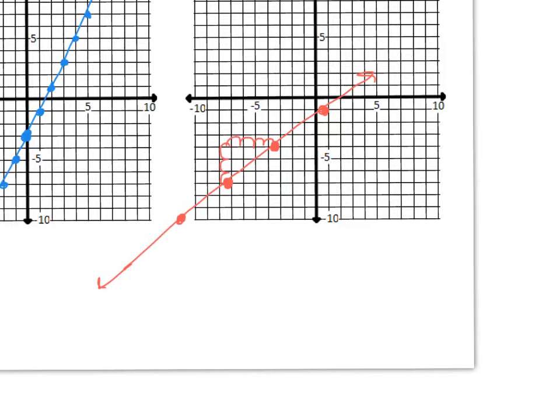So again, look at your slope. Your slope is +3/4. Is your graph going in an upward trend from left to right? And yes, it is. All right, let's continue with the next example.